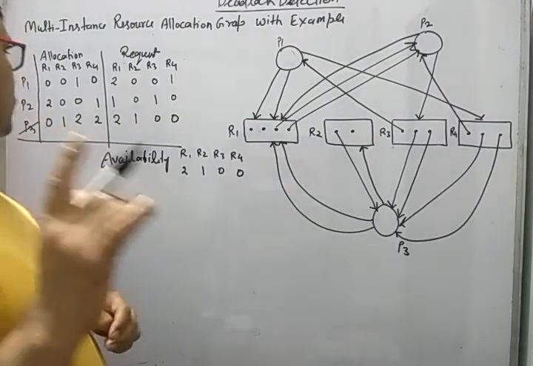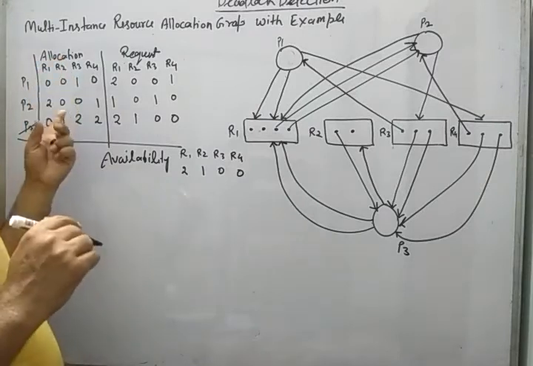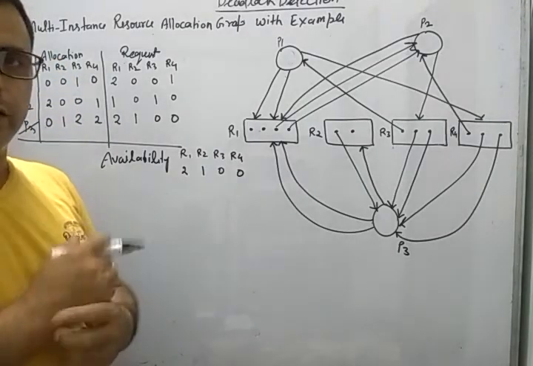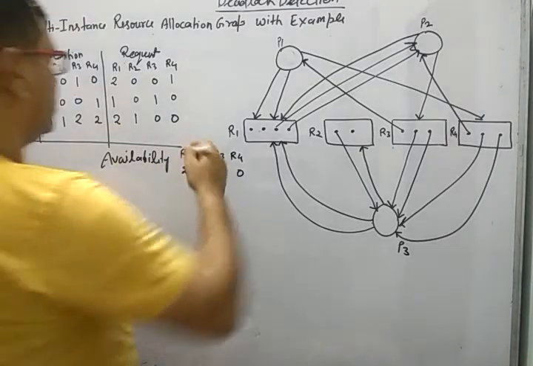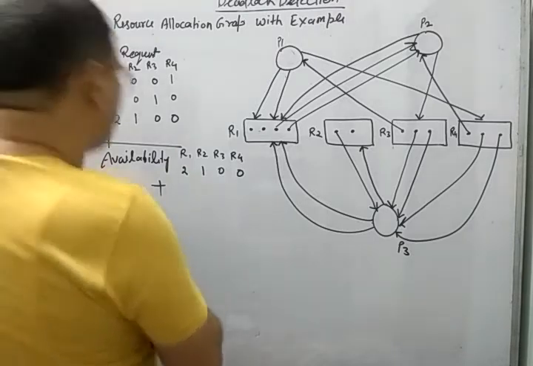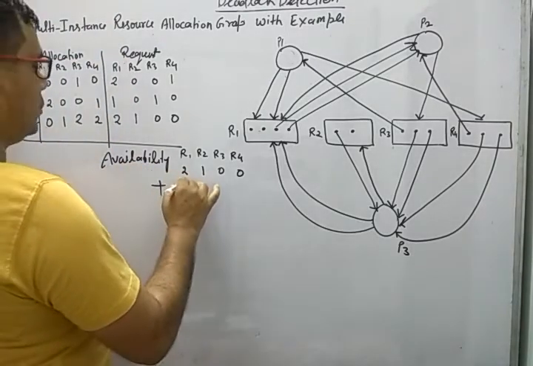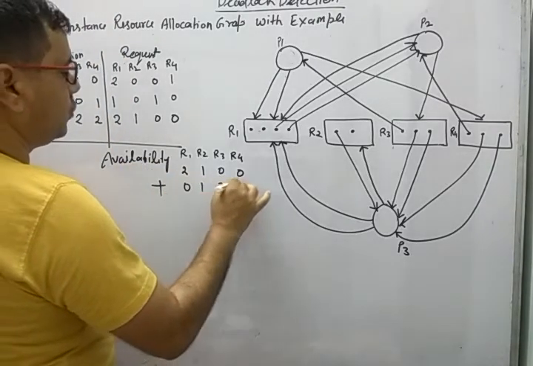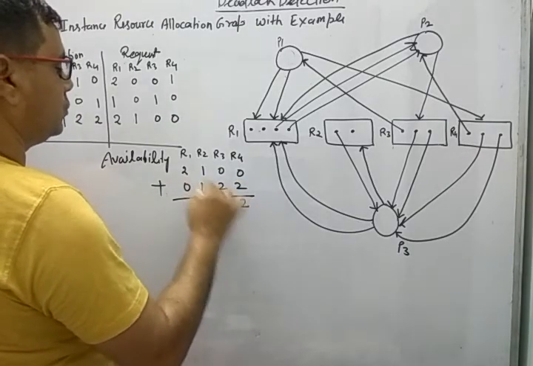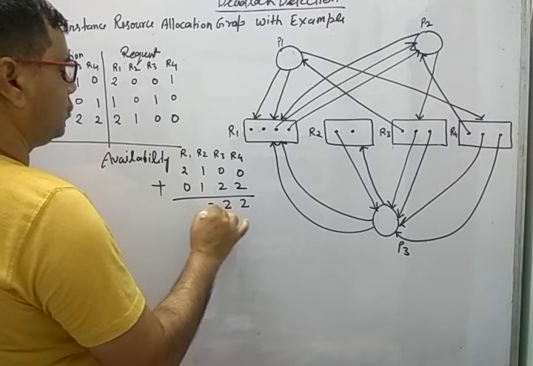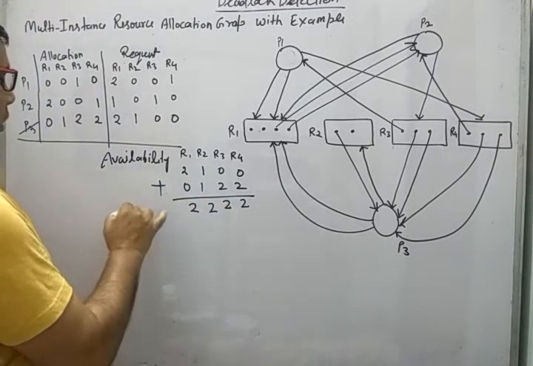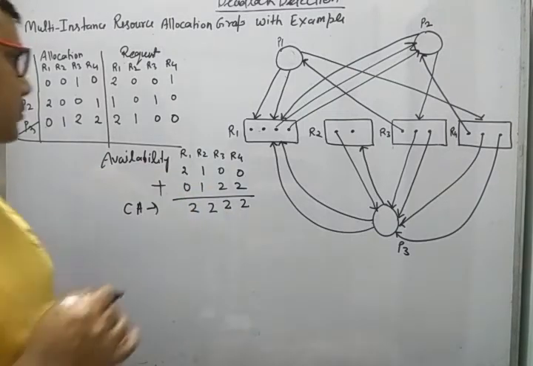After terminating, all the resources which are allocated to the process P3 will be free. Then what will the current availability be? Plus 0, 1, 2, 2. Now the current availability is 2, 2, 2, 2.